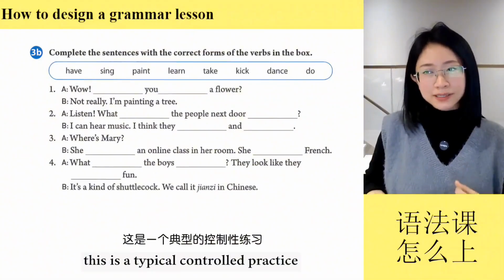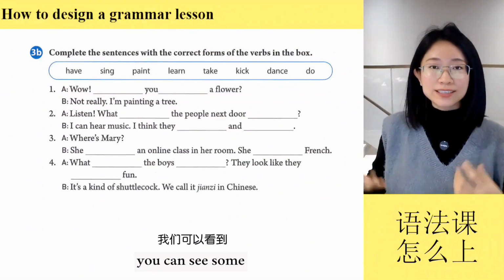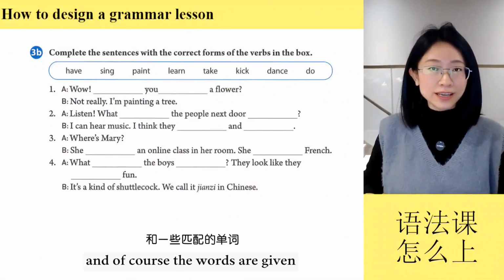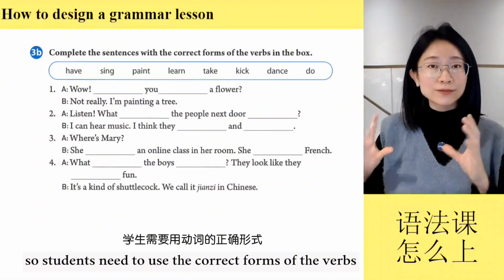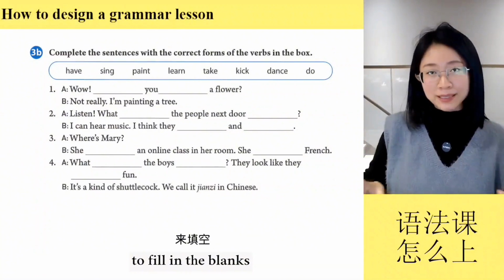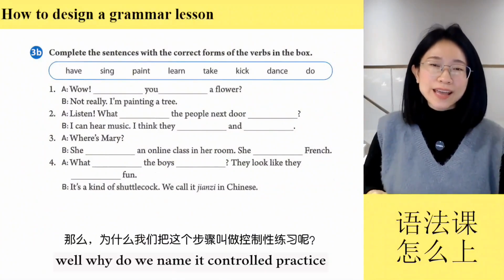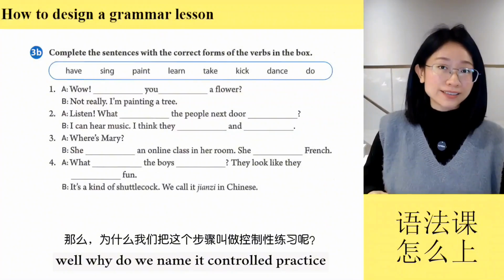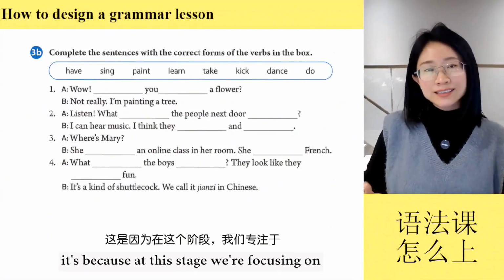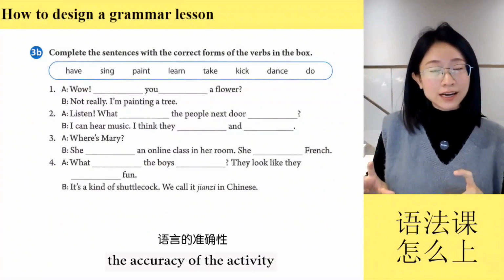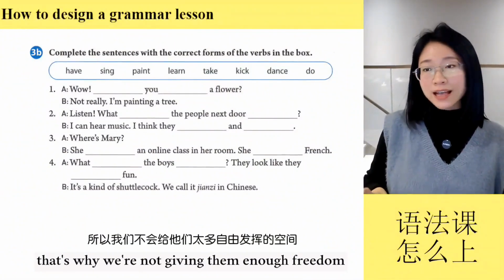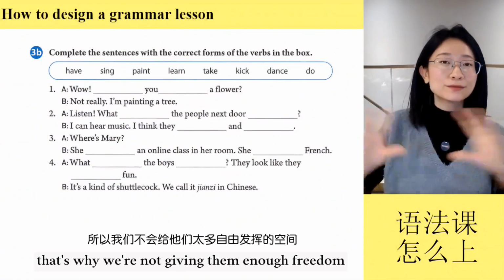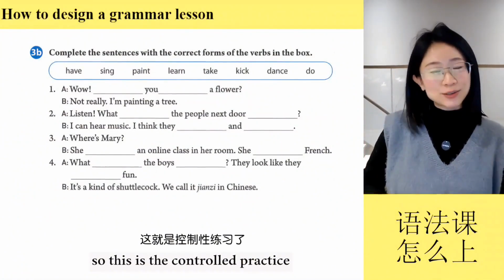This is a typical controlled practice. You can see some short sentences are given, and of course the words are given. So students need to use the correct forms of the verbs to fill in the blanks. Well, why do we name it controlled practice? It's because at this stage, we're focusing on the accuracy of the activity, of the new grammar students just learned. That's why we're not giving them enough freedom. So this is the controlled practice.